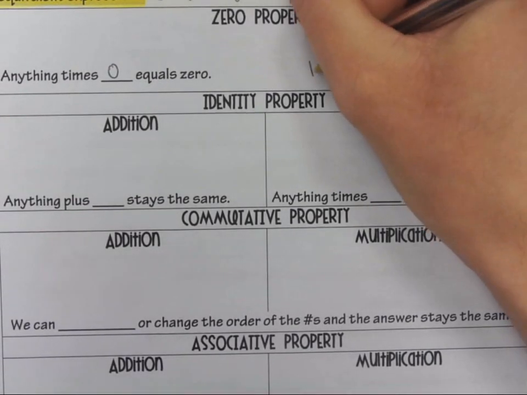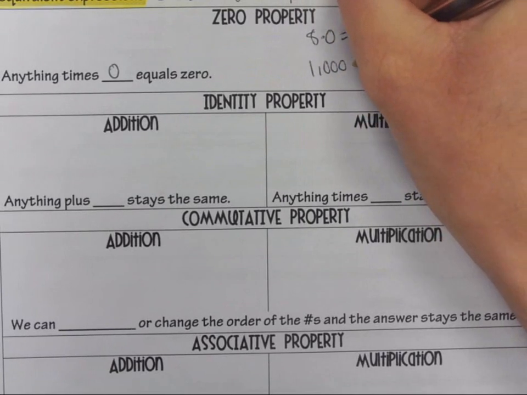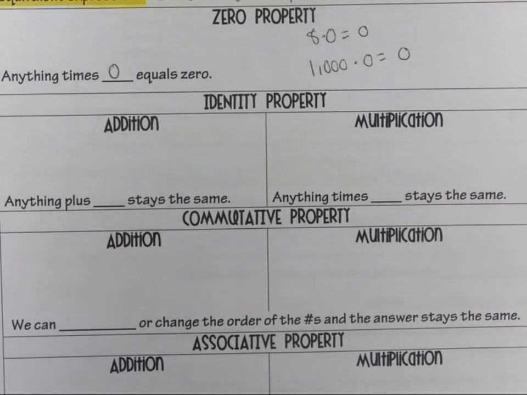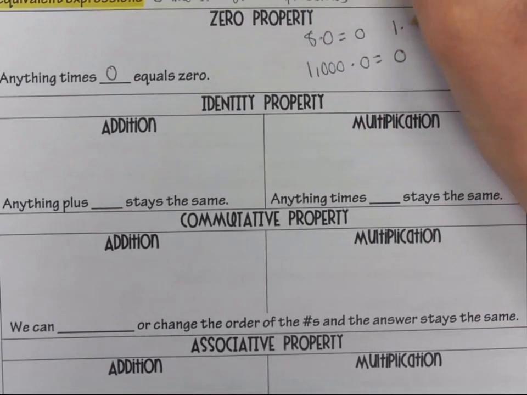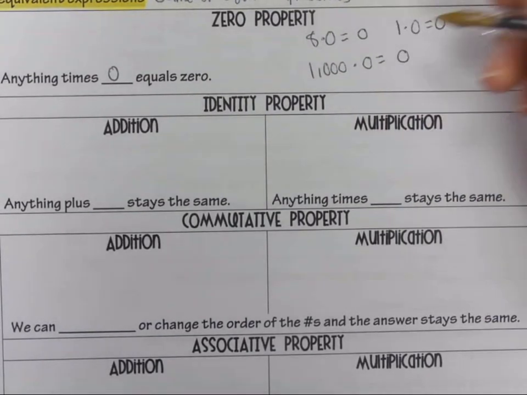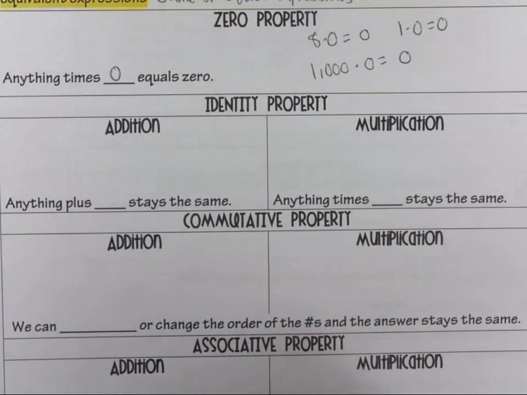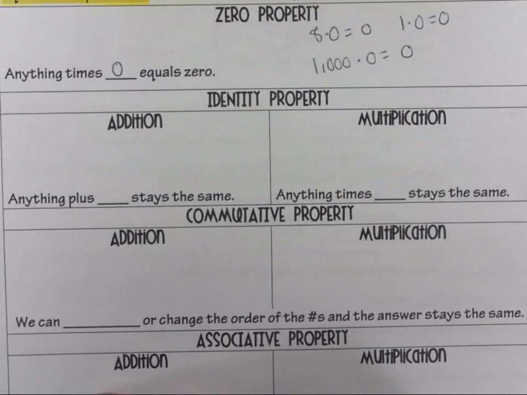And this is true for any number. So if I take even like 1,000 times 0, it's still going to equal 0. 1 times 0 is 0. No matter what number I multiply by 0, it's always 0. And we call that the zero property.